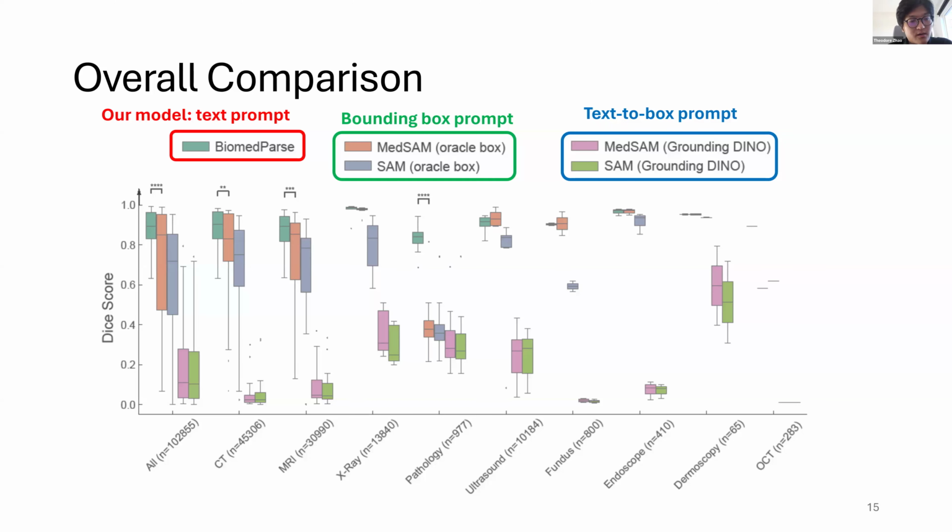Here is a quick overall comparison with other models. At that time there were few text-promptable segmentation models, so we compared with the bounding box segmentation model, which is told precisely where the object is using an Oracle bounding box. Surprisingly, we were able to outperform the bounding box prompt models, and also the text-to-box models.